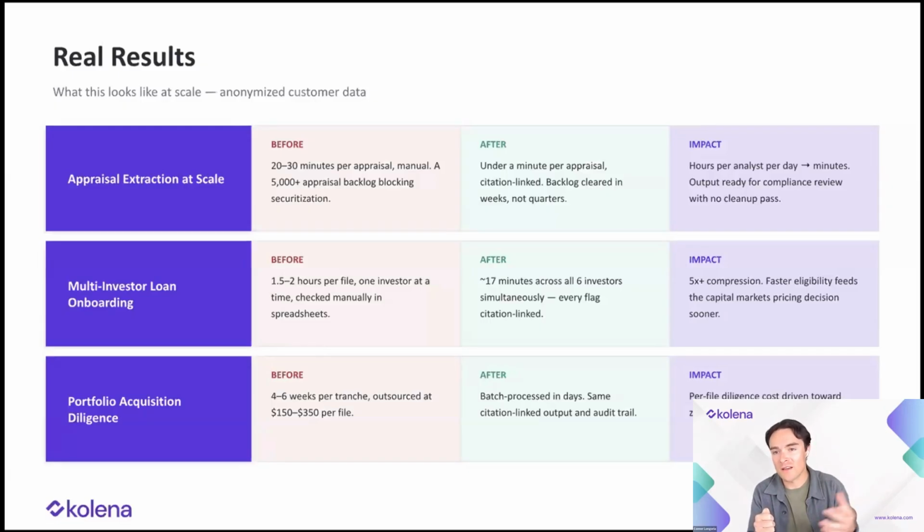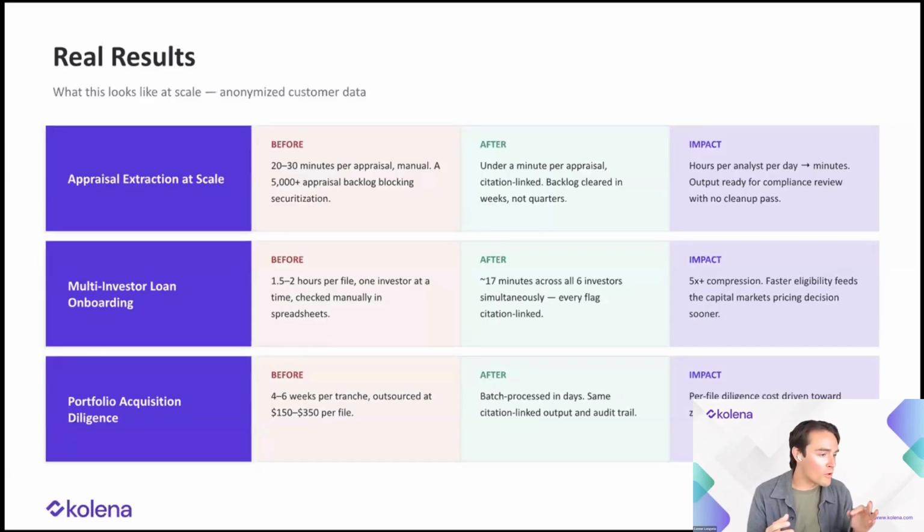They do it across 6, and it takes them 17 minutes, and it all happens simultaneously, again, with every exception and citation linked. So you can run through the checks. You're moving away from the manual slog of finding data, and you actually get to analyze the data, which is the fun part of our jobs.